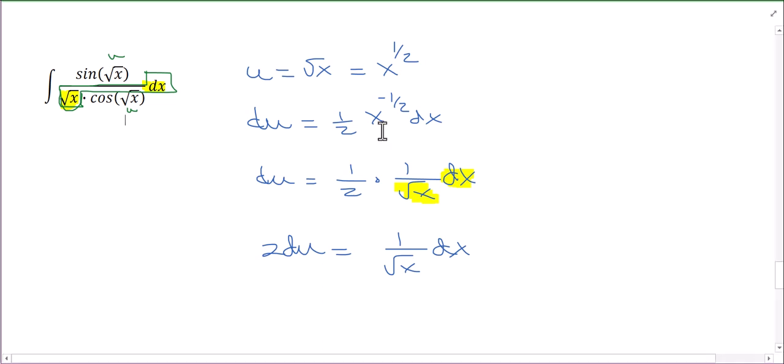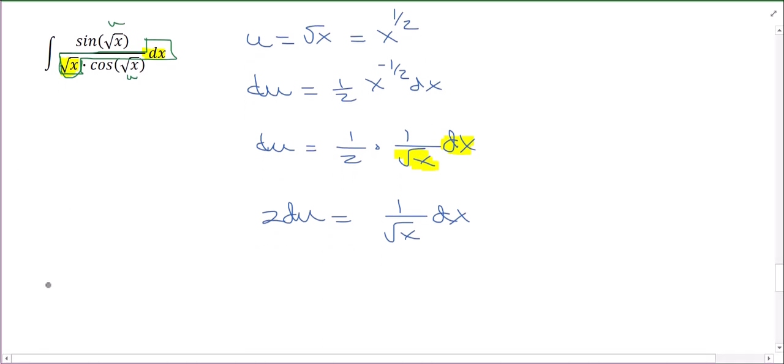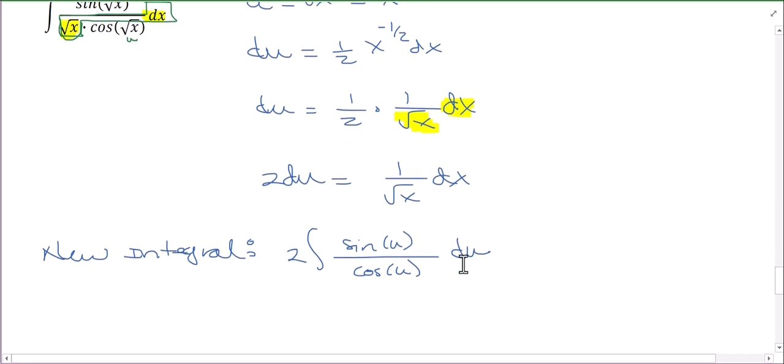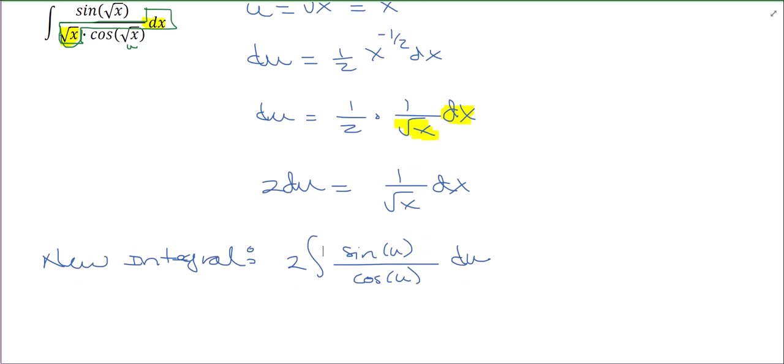So what does the new integral become with this substitution? The new integral will be sine of u over cosine of u, and then 2 du. So I'm going to put the du there and the 2 on the outside. You can think of it as, well, that looks like tangent, right? But I don't know the antiderivative of tangent. So we're going to leave it that way, and we're going to make a second substitution.